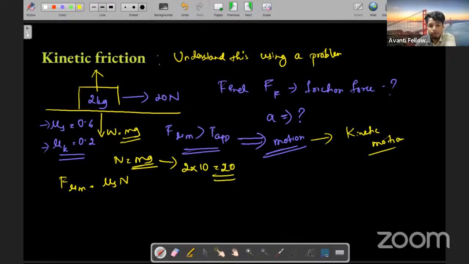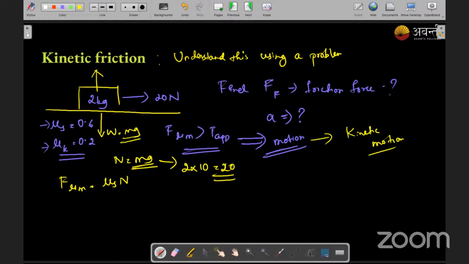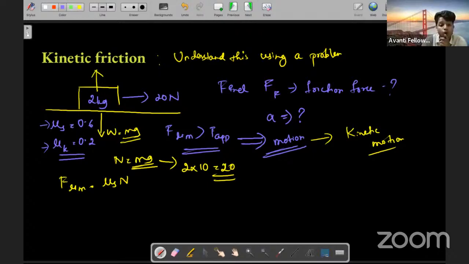Is it good? Very good. How can you tell there is motion? Now you know that mu s is 0.6. Normal is 20. So how much is it? It's 12 Newton. This is the limiting friction. It is not static friction, students. Static friction is according to the force that is being applied, so you can't say it's a static friction.